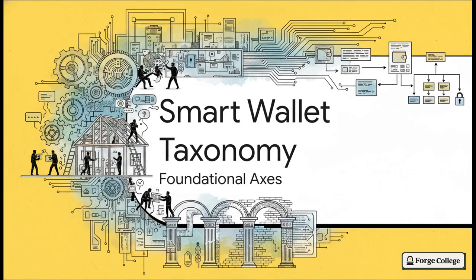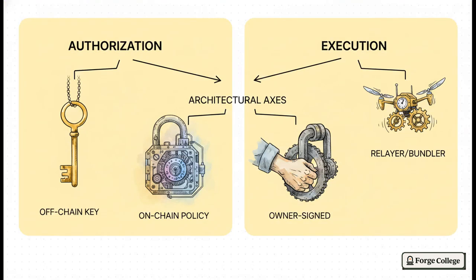Defining the foundational axis. Before we start talking about advanced contract logic, we really need to establish a shared vocabulary. Otherwise, it's kind of like a plumber and an electrician trying to argue in 2 entirely different languages. Classifying smart wallets starts by separating 2 absolutely critical architectural axes.